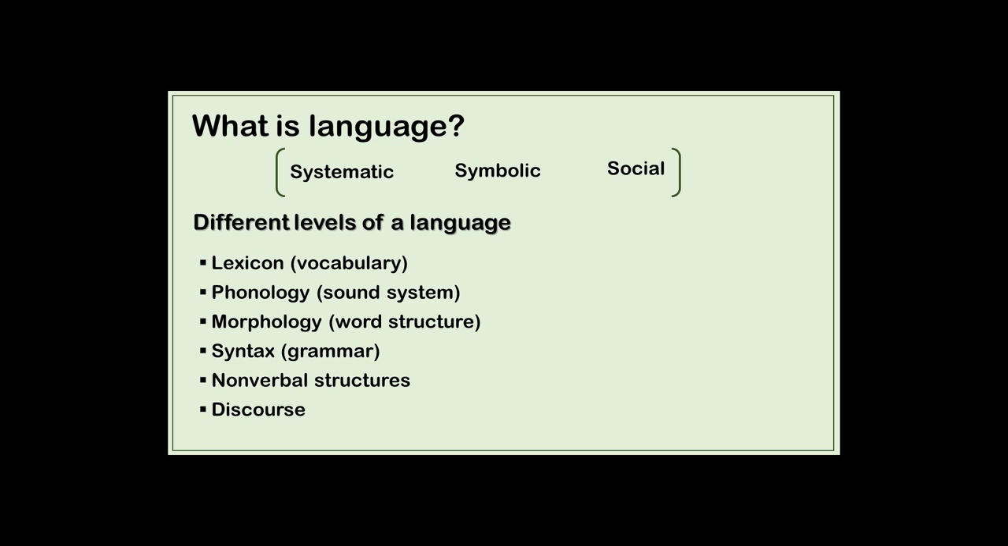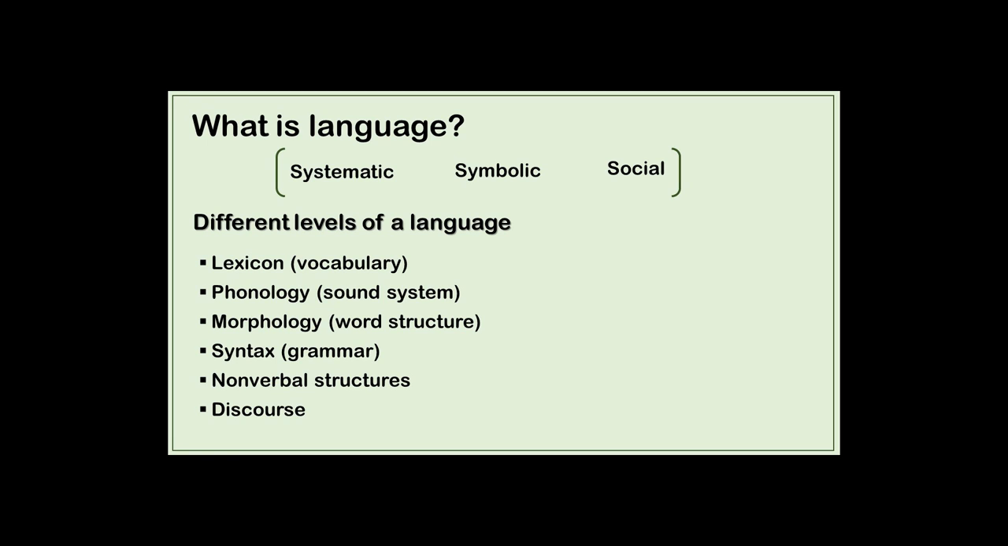Let's take a look at each item one by one. Languages are systematic. All languages can have an infinite number of sentences, even if the language speaker does not memorize every sentence. It is possible because languages have their own principles or rules that combine words to form sentences.